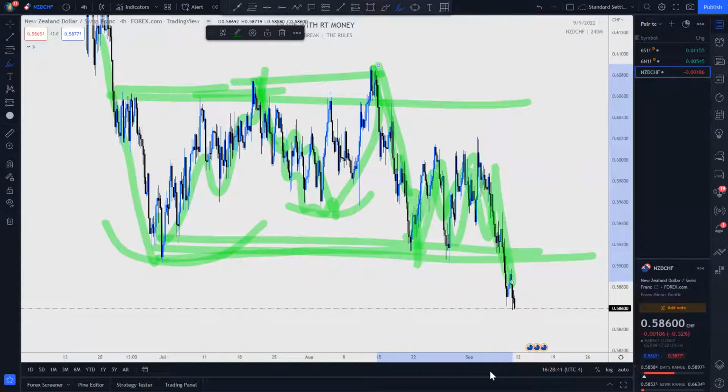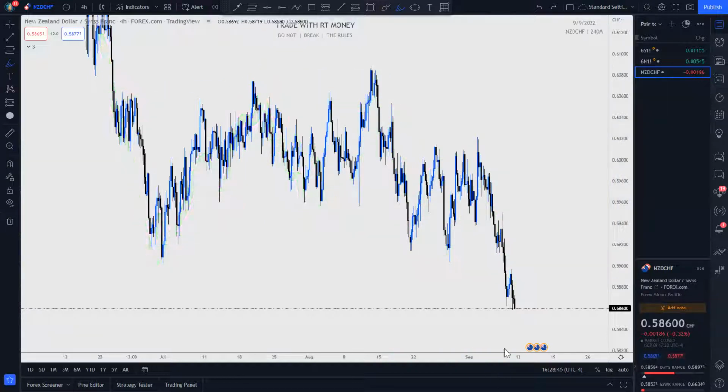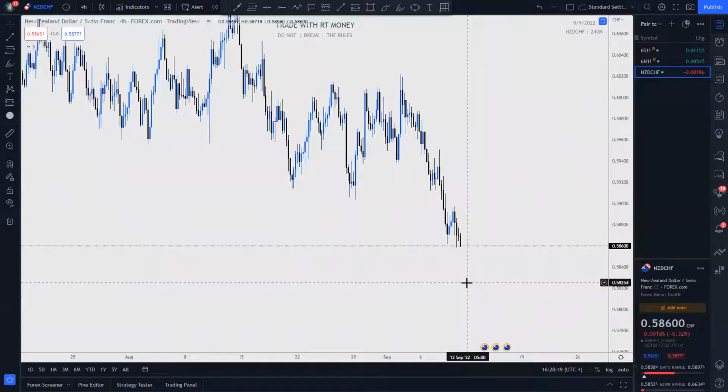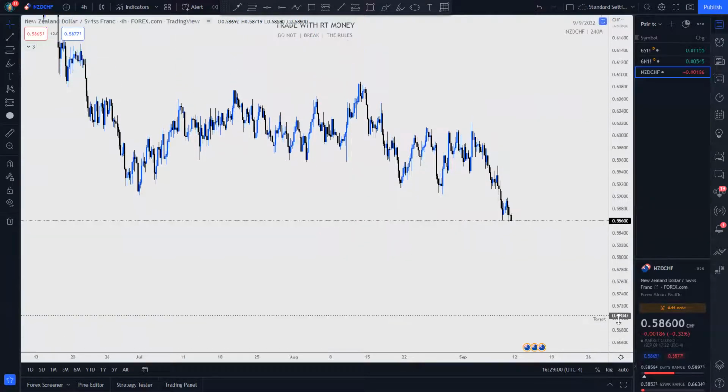This is easy to read, folks. So the only thing to mark now is, where do we think price will go to? It's that simple. I have a target set down here, 0.57047.